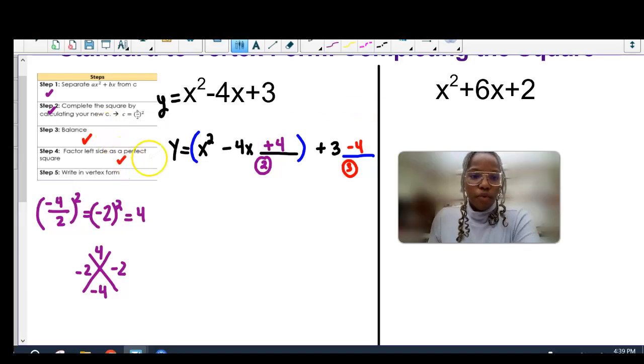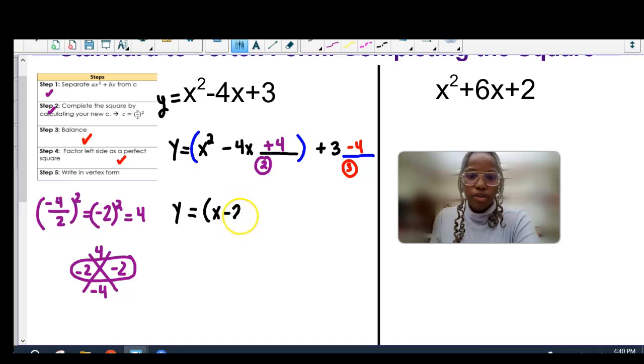And then step 4 is to factor out the perfect square. It's pretty cool to have this here. So what two numbers multiply to positive 4 but add to negative 4? And that would be x minus 2, x minus 2, which simplifies to x minus 2 squared. So this is that perfect square right there. And this is step 4 right there.